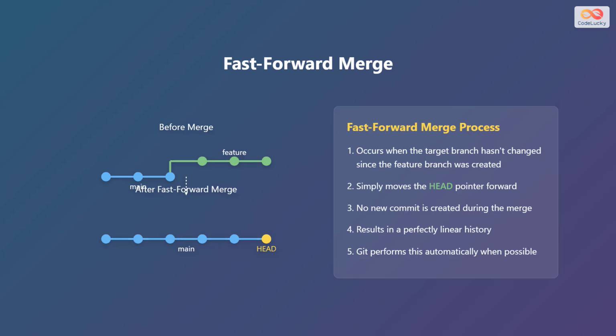Let's explore the fast-forward merge. This type of merge occurs when the target branch hasn't changed since the feature branch was created. It simply moves the head pointer forward. No new commit is created during the merge. This results in a perfectly linear history. Git performs this automatically when possible.